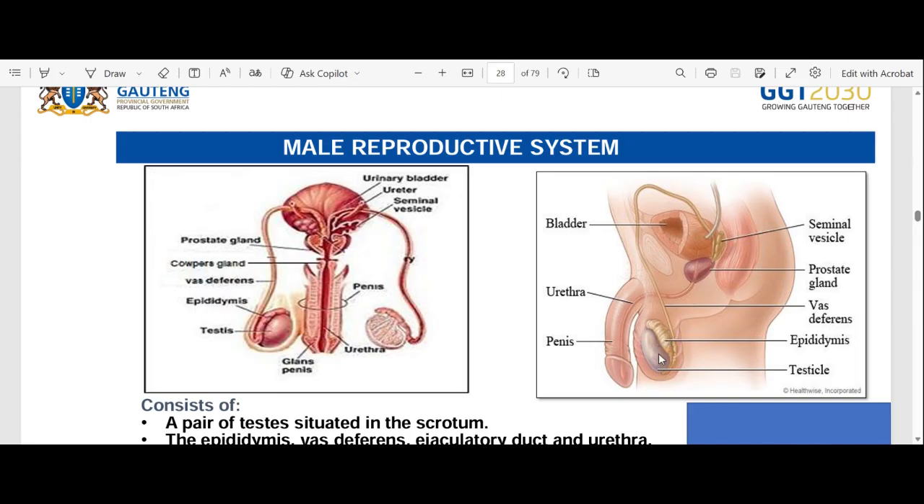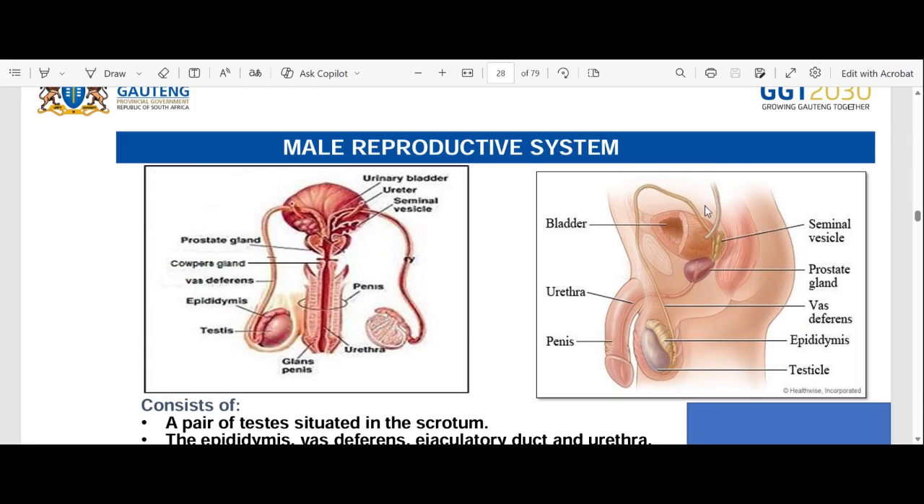Then after our testes, you have our epididymis. As a function of our epididymis, they store immature sperm temporarily until they mature. Then from our epididymis, we have our vas deferens, this tube that connects the epididymis to our urethra. This is our urethra. So this tube is called what? The vas deferens. It connects the epididymis to the urethra. Okay.